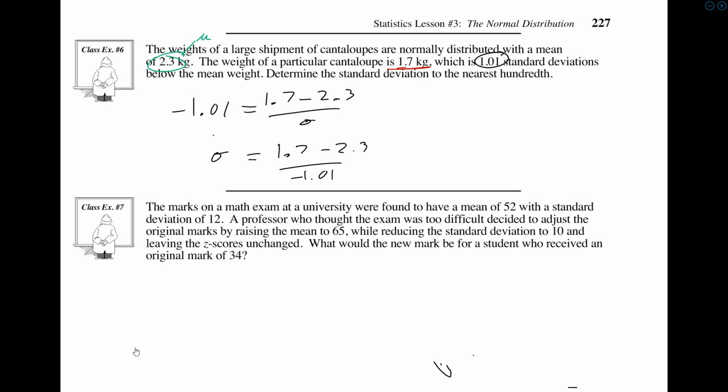Wait, where's the 0 come from? That's sigma. When you have a setup like this, you end up with 0.6, so sigma equals 0.59. So the standard deviation is about 0.6, really close to how far apart it was, and we knew that because it's about 1 standard deviation below the mean.